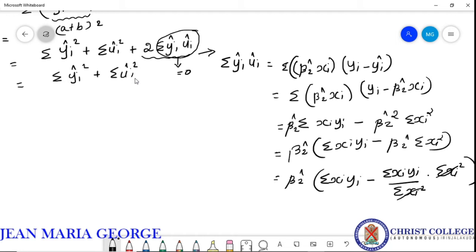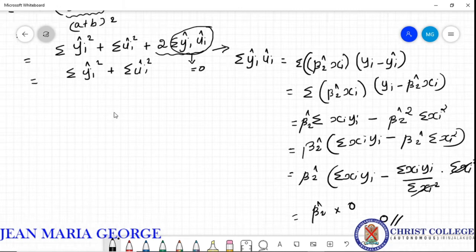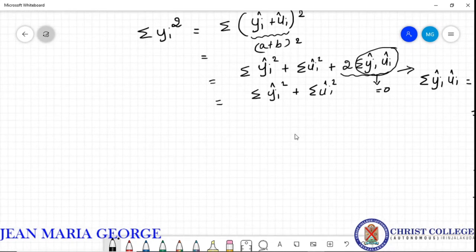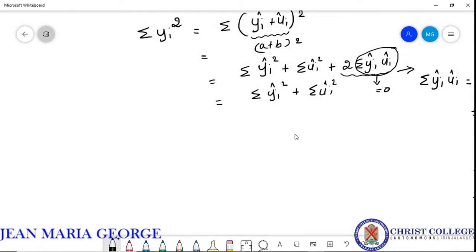Now we can cut this to, again, sigma xi yi minus sigma xi yi, which will be equal to beta 2 hat into 0. So overall this element will become 0. So here in 2ab, the term 2ab sigma yi hat ui hat is 0. We have proved this. Therefore we can write our equation as sigma yi square is equal to sigma yi hat square plus sigma ui hat square.